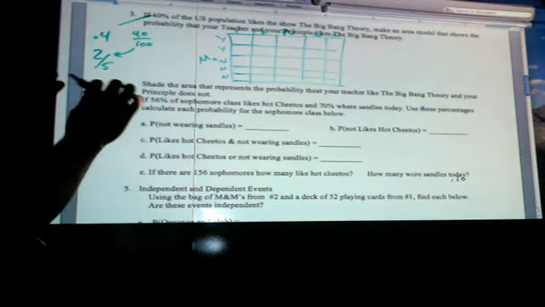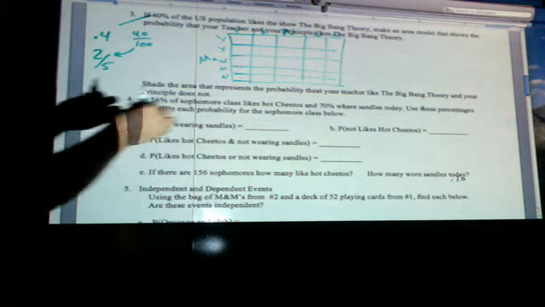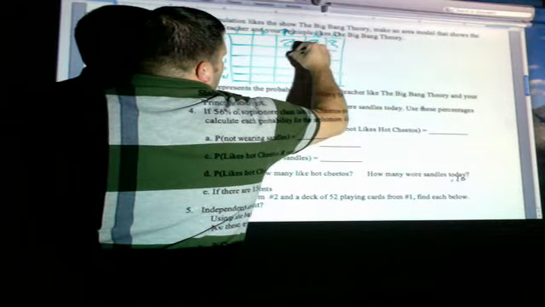Now it says shade the area that represents the probability that your teacher, me, likes Big Bang Theory and your principal does not. Well, I take my yes row, and I see where it overlaps Mr. Friends' no column, and we get these 6 boxes. So the probability then would be 6 out of 25. So hopefully that helps you out.